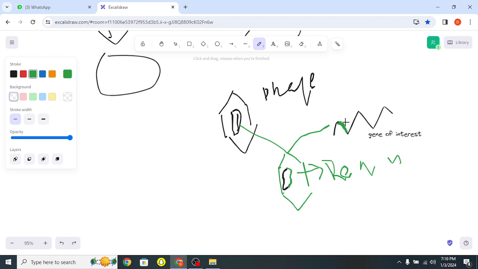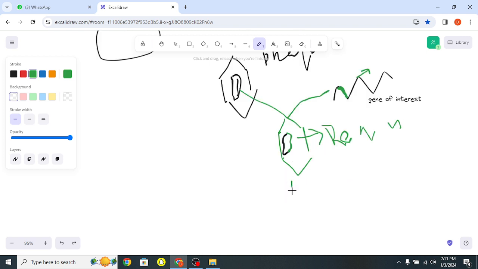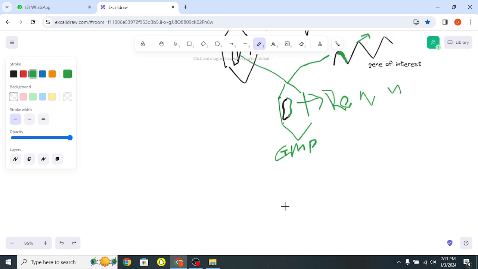So if we are using it for protecting humans, this will be a human gene of interest. These are recombined, and this is called recombination, recombinant DNA, and this we can say is a GMP, a genetically modified phage. Now this is a genetically modified phage.